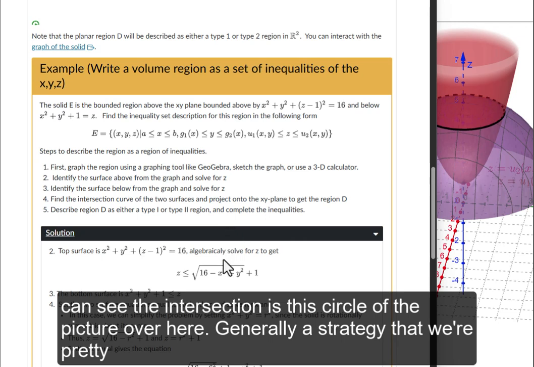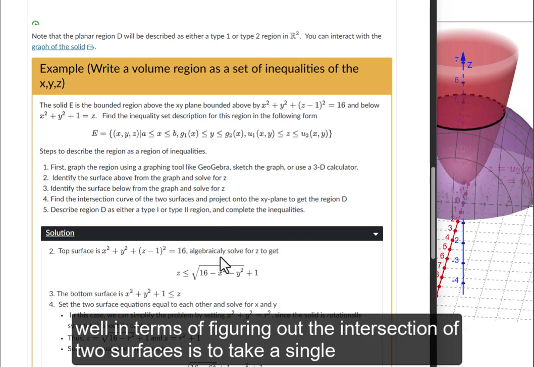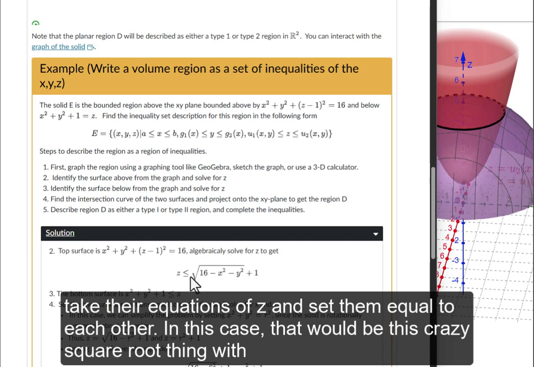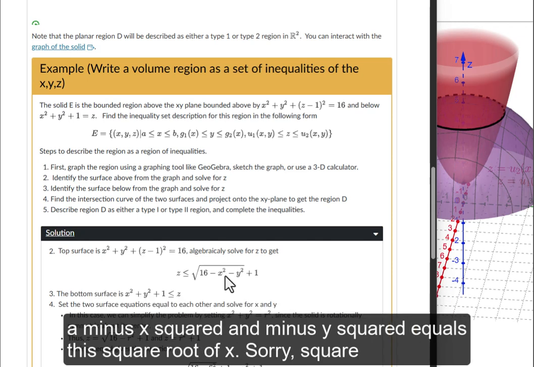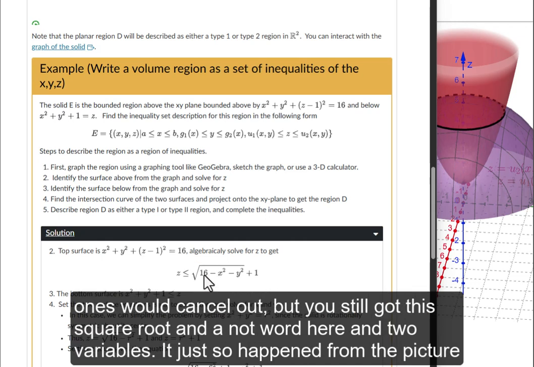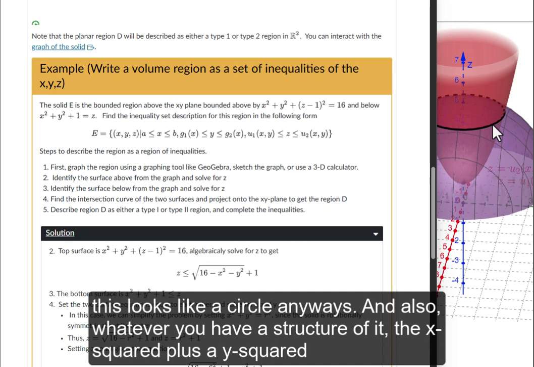Generally, a strategy that works pretty well for figuring out the intersection of two surfaces is to take a single variable and set them equal to each other. In this case, we already found the equations of each surface in terms of z, so we just take their equations of z and set them equal to each other. That would be this square root of one minus x squared minus y squared equals x squared plus y squared plus 1. Notice that algebraically, when we try to solve this, the ones would cancel out, but you still have a square root on one side, none on the other, and two variables. It just so happens from the picture this looks like a circle anyway.